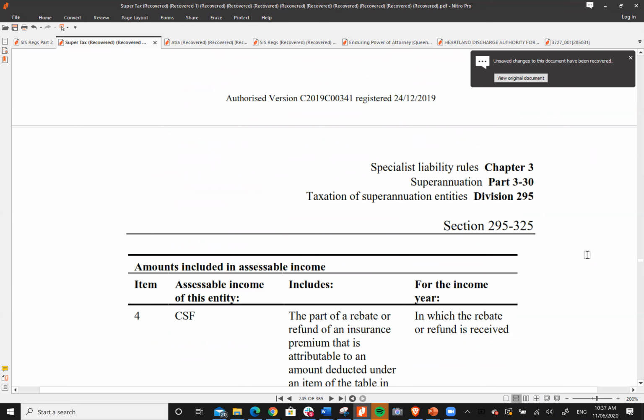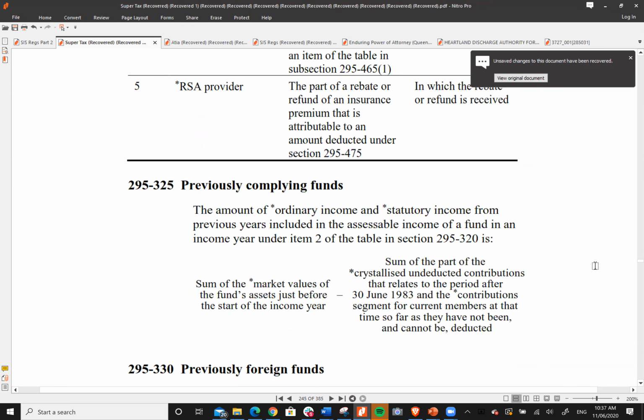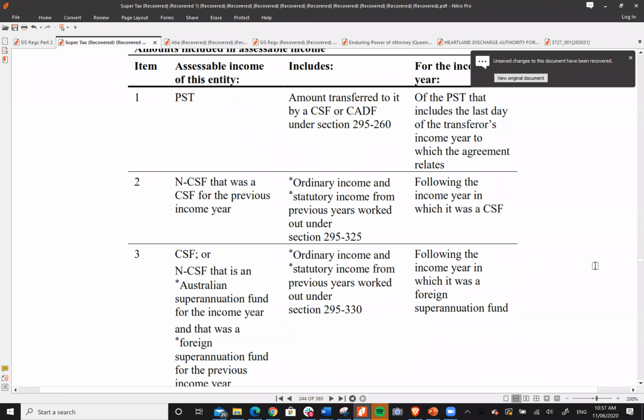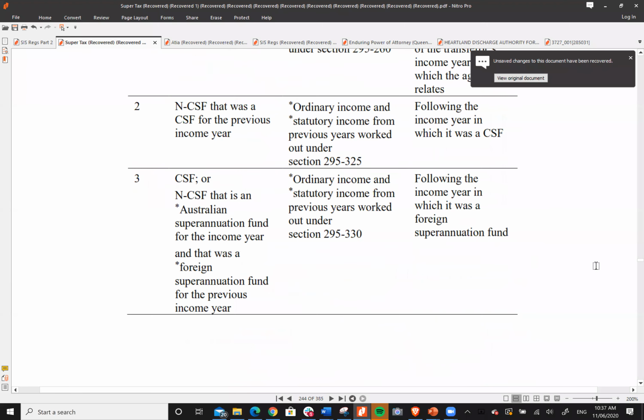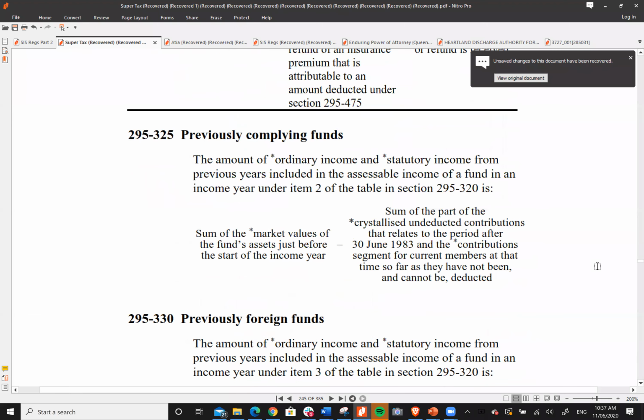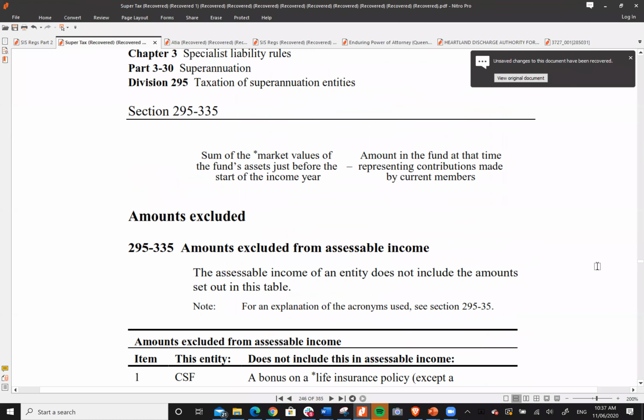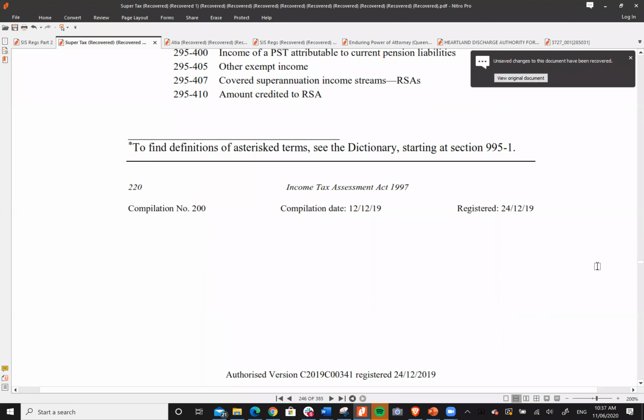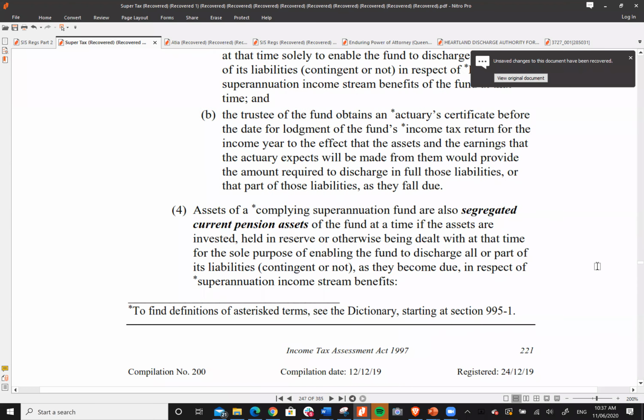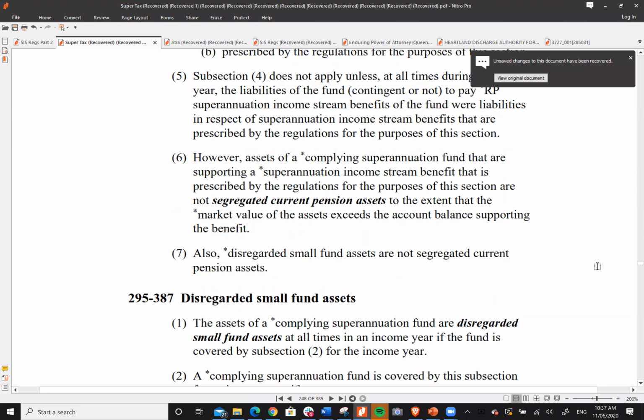Okay, so that's the contribution rules. Hold on, let me just go here. Okay, we're looking at deductions. So it's assessable income, and so on, foreign funds, amounts excluded from assessable income. So that's always nice. That's your pension exemptions there.